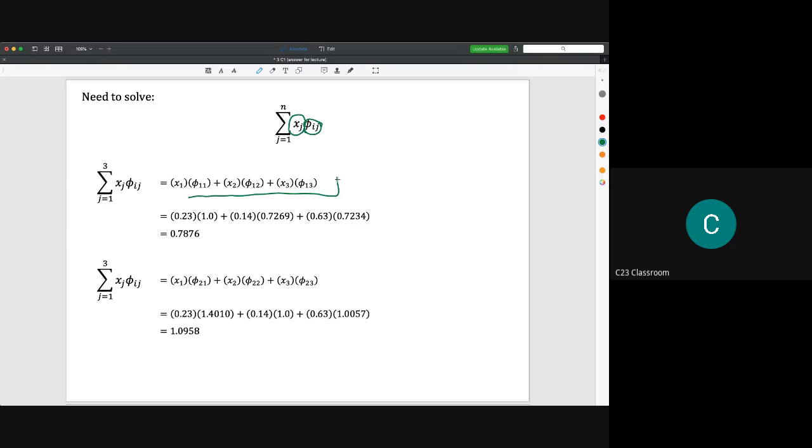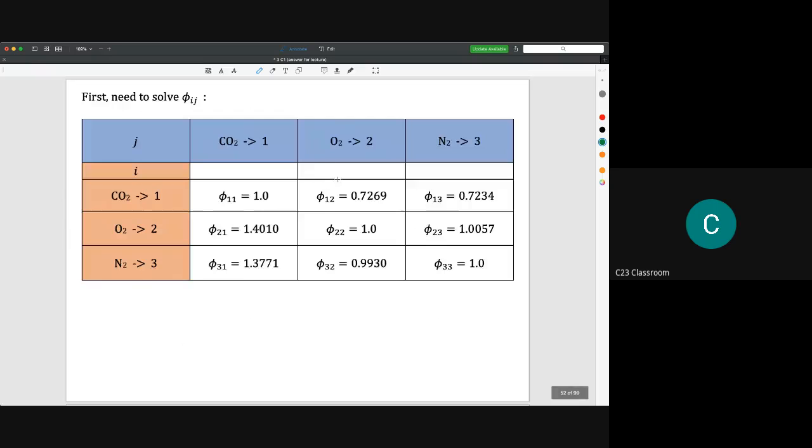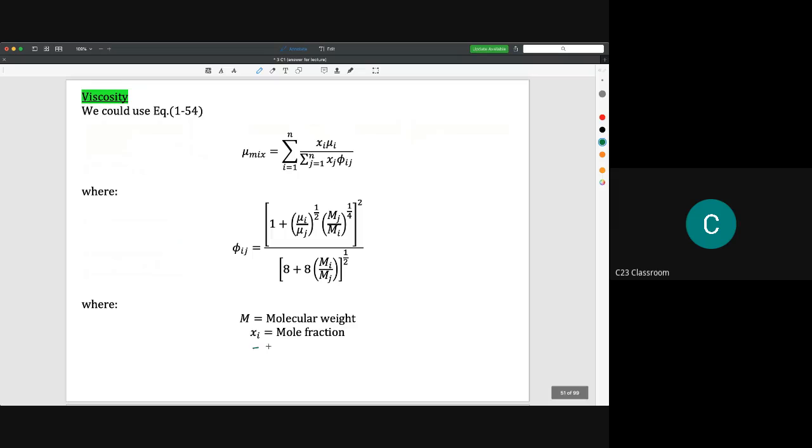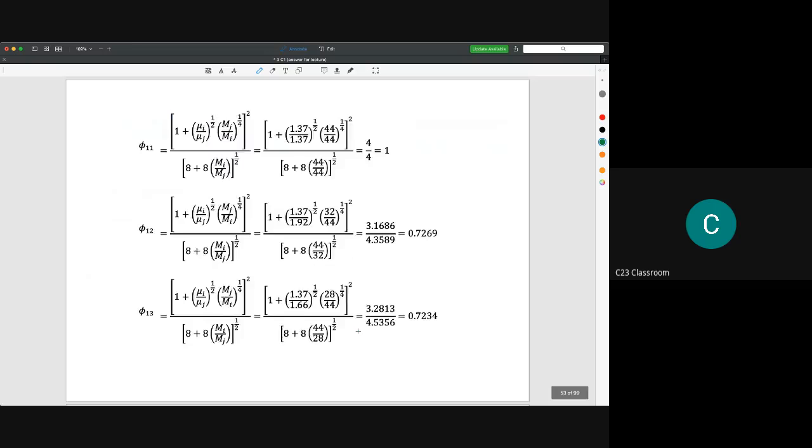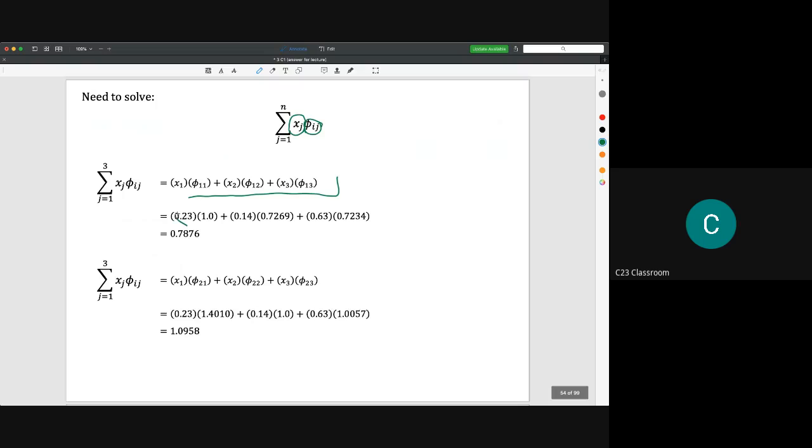And then we substitute the x here. Previously we said that x is the mole fraction. The mole fraction means the percentage of that gas. So we have 23, 14, and 63%. And then we can calculate it. It is equal to 0.7876. So this is for the one row with 1,1, 1,2, and 1,3.